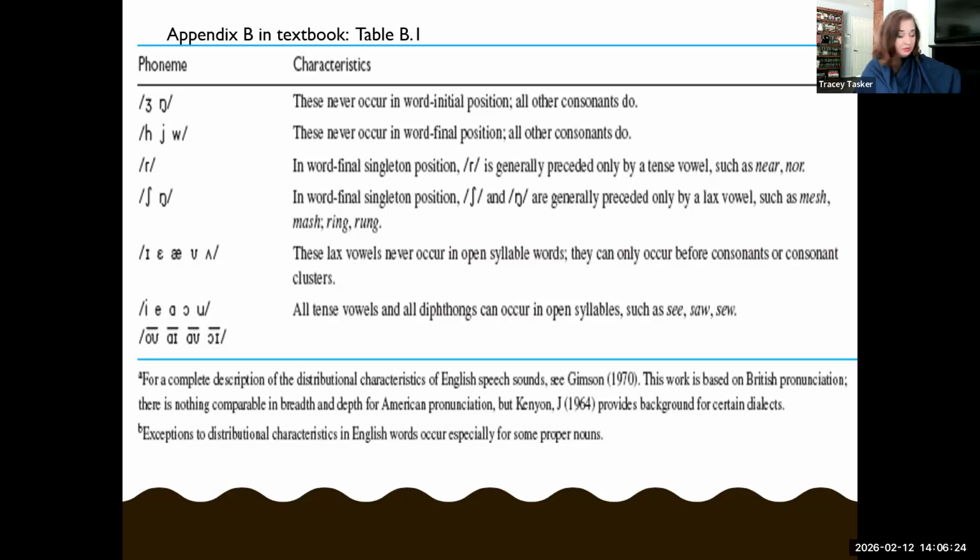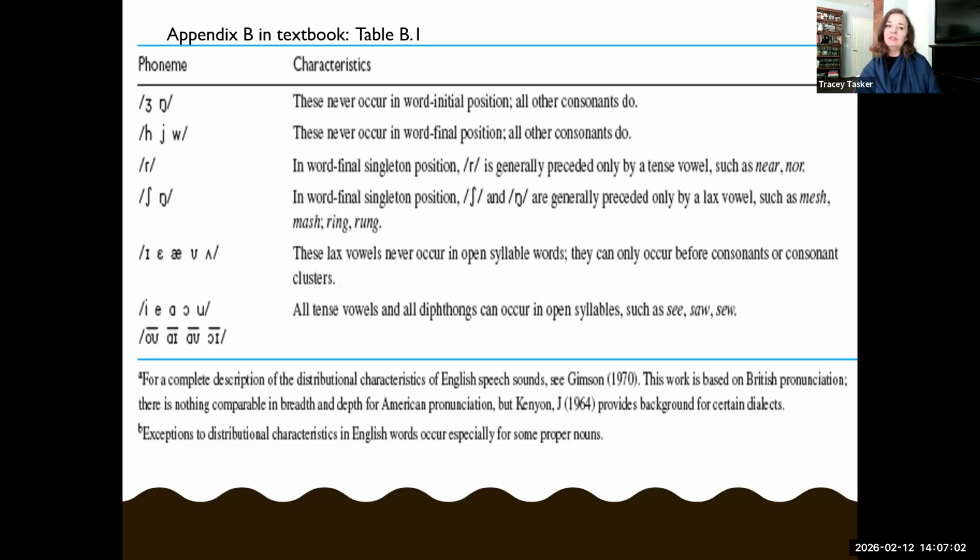I wanted to draw your attention to Appendix B and Table B1 in your textbook. I think this is a really helpful thing to have handy as we're starting to go into transcription exercises. It will help you if you get stuck on transcription and you're not sure about a sound. This is giving you information about where certain phonemes can appear in a word.